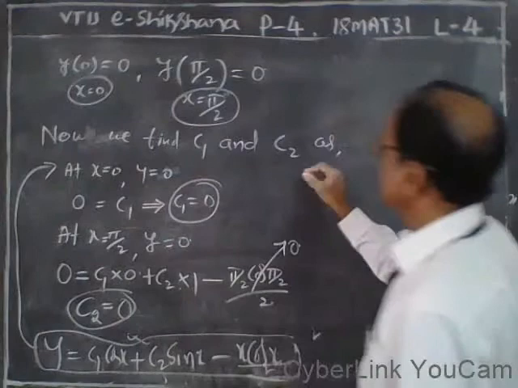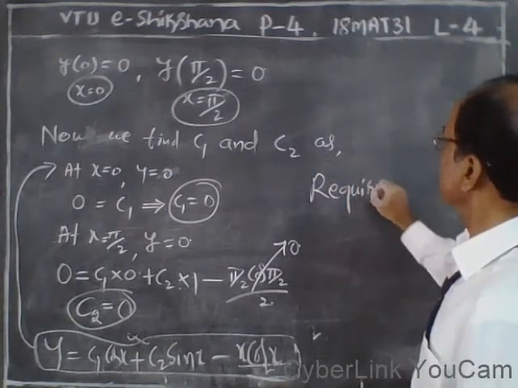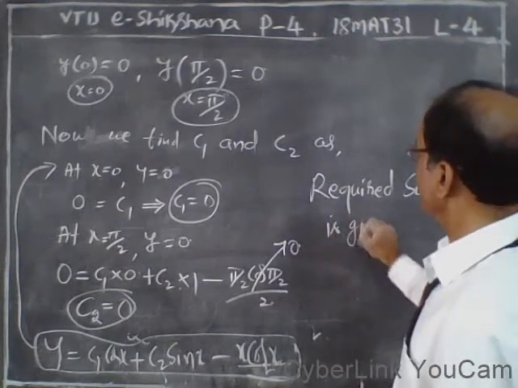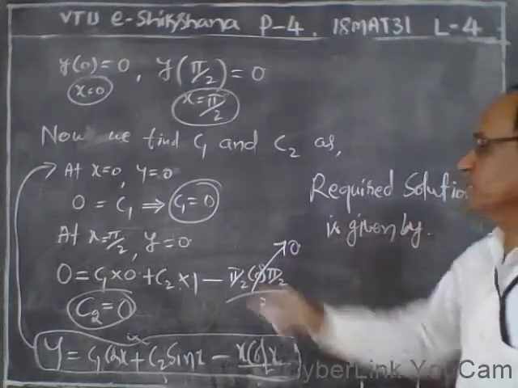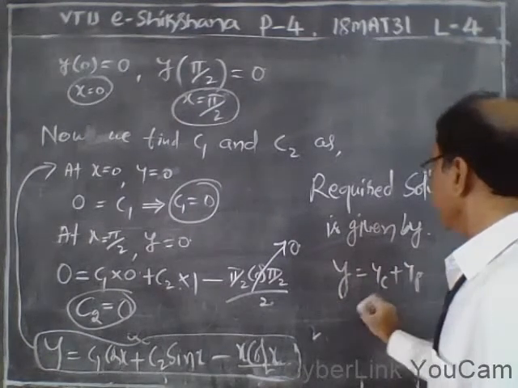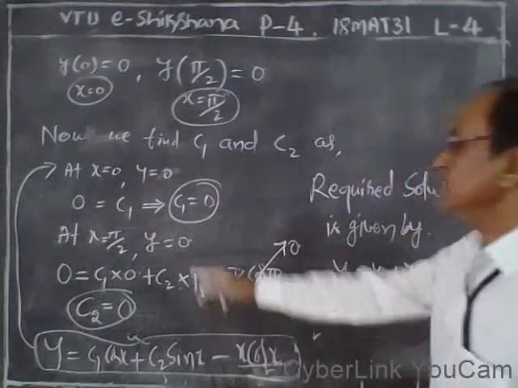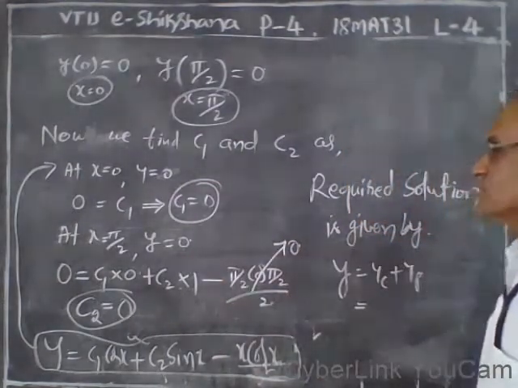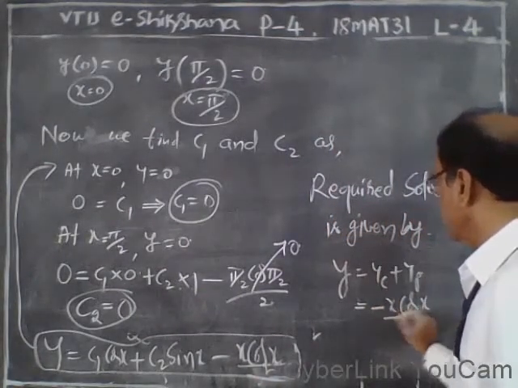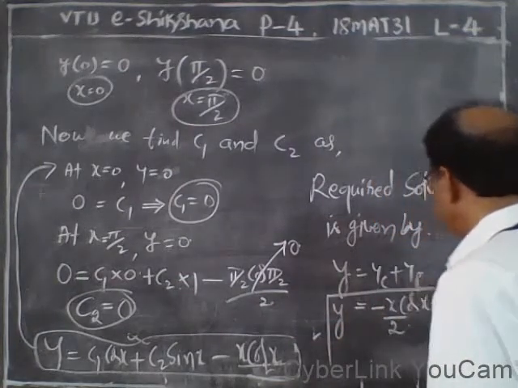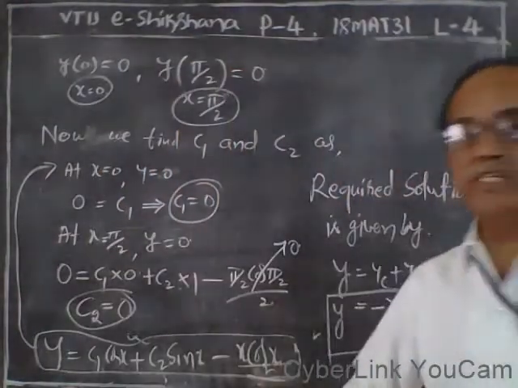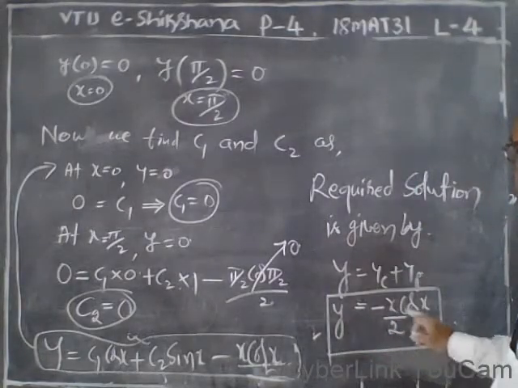Therefore the required solution is given by y is equal to yc plus yp. Since c1 is 0 and c2 is 0, the complementary function won't exist at all, only the last term, minus x into cos x divided by 2. This is the function we have to calculate. According to Euler's equation, the original function will be y equal to minus x by 2 into cos x.